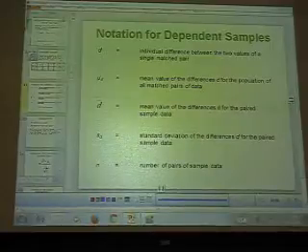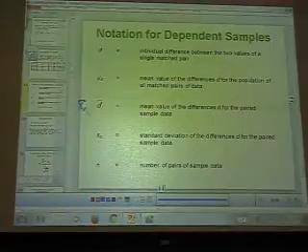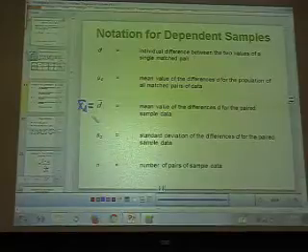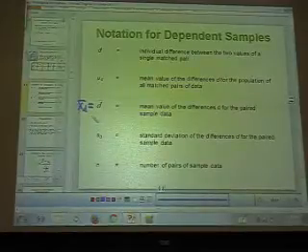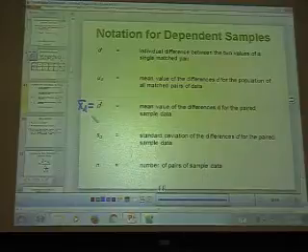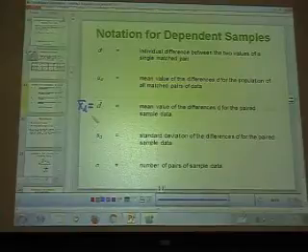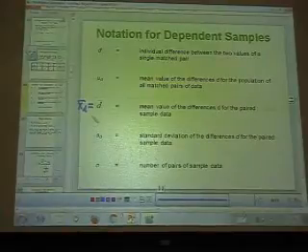Right, so this is really kind of the same thing as x bar sub d. You kind of think of it like that. It's just the average of all those little d's that we just found. Keep going. Standard deviation of d equals the standard deviation of the differences d for the paired sample data, and n equals the number of pairs of sample data. Good.